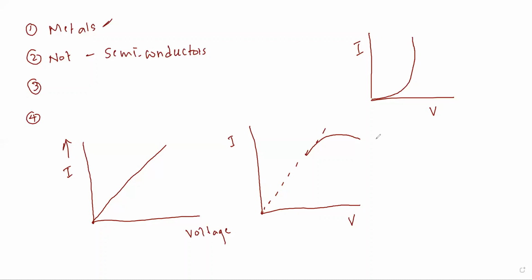Next class I'm going to deal with a very interesting concept, that is the color coding of the resistors. You will love it. We will see how you do the color coding and how you get the value of the resistors. We will see that in the next class, but now we will continue with this. So this is all about Ohm's law and the limitations of Ohm's law.